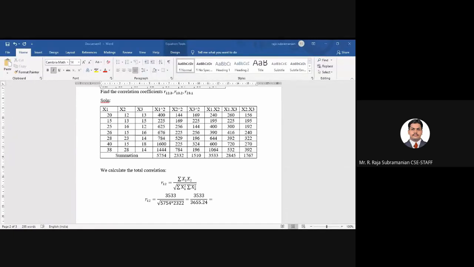Then I get 0.966 as the final answer. 0.9665. This is R12, right? Hope everyone is getting the same. Sir, yes, final answer I got 0.9644. Whether this is right, 3655.24. I got 3663.1, by multiplying these two, 5754 into 2332. Sorry. Yes.